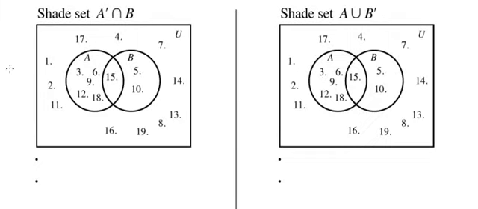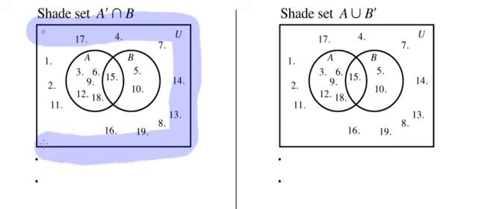Okay, the examples get increasingly nasty. Shade set A prime and B. So I'm going to start double shading these. The first thing they're asking for is give us all the numbers that are not in A. So that's the first thing I'm going to do. I'm just going to go around and shade everything that is not a member of set A.